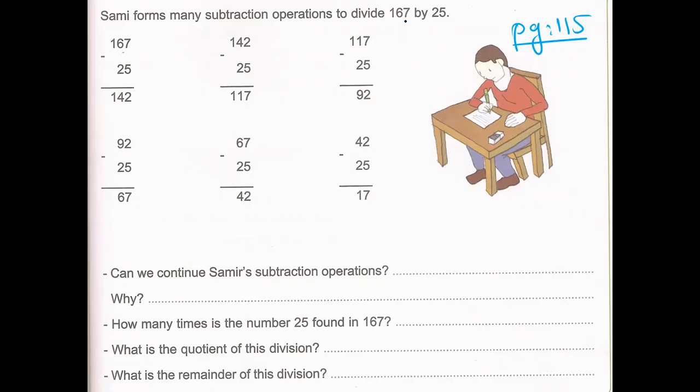So in order to divide 167 by 25, we can do an easy way. Instead of dividing, we can subtract them both. 167 minus 25. The answer will be 142. Now, how do we continue?